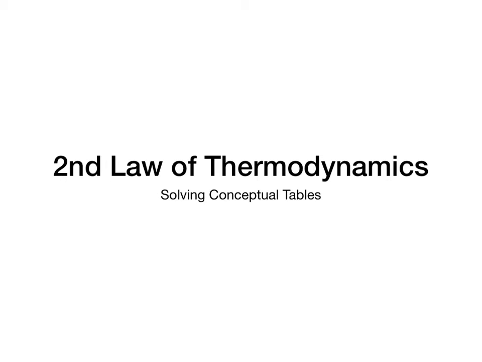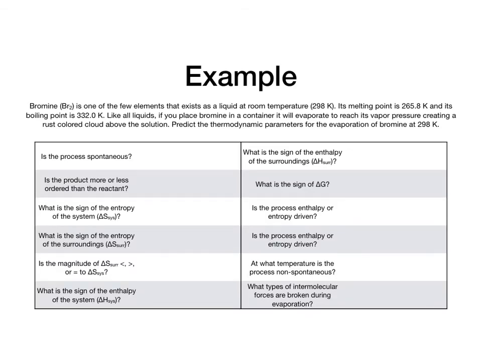Okay, so bromine is one of the few elements that exist as a liquid at room temperature. Its melting point is 265.8 Kelvin, and its boiling point is 332 Kelvin. Like all liquids, if you place bromine in a container, it will evaporate until it reaches its vapor pressure, creating a rust-colored cloud above the solution. Predict the thermodynamic parameters for the evaporation of bromine at 298 Kelvin.